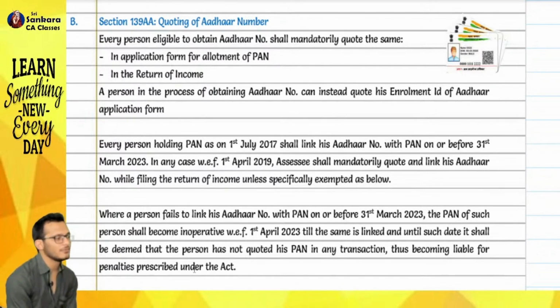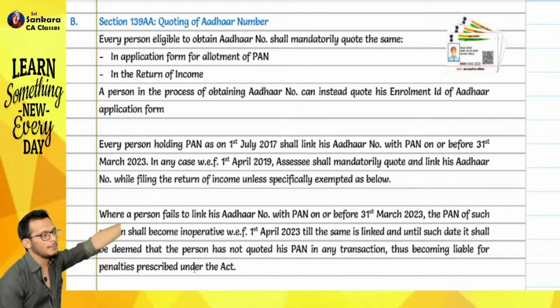Even now, 31st March 2023 is the date for your exams. But there is an amendment for your exam where they have clarified that if you have not linked your PAN with Aadhaar after 31st March 22.